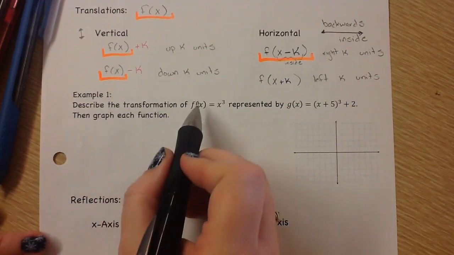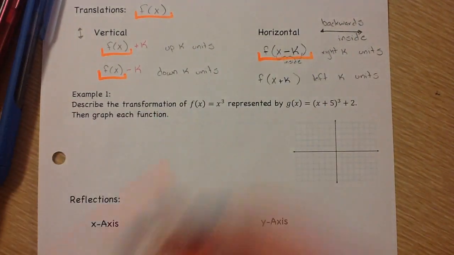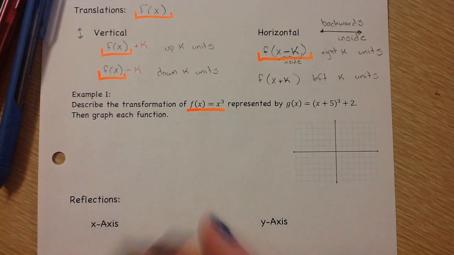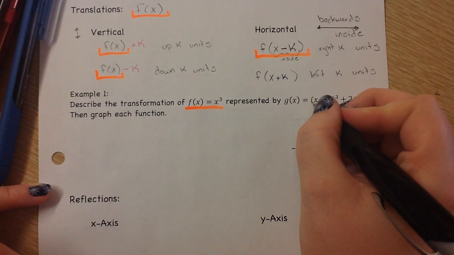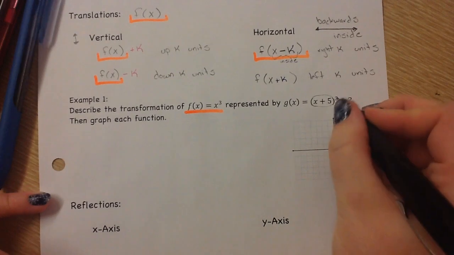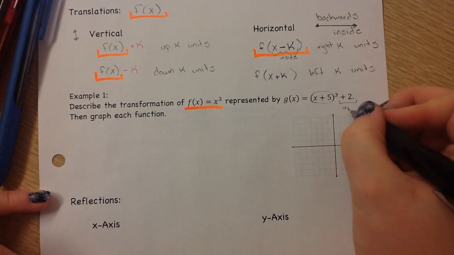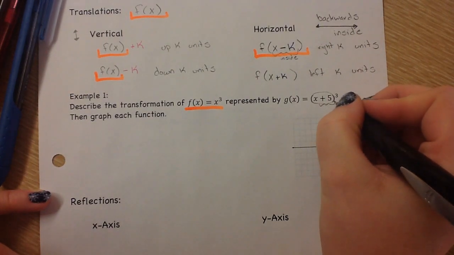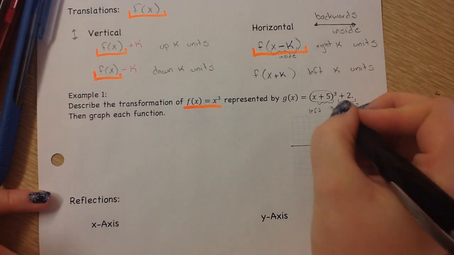So describe the transformation. Here's my original function, f of x equals x to the third. There's my parent function, x to the third. Here's my new function, g of x equals x plus 5 to the third plus 2. This plus 2 is on the outside, so that's going to move it up 2. This plus 5 is on the inside, so that tells me it's going to move it to the left 5.